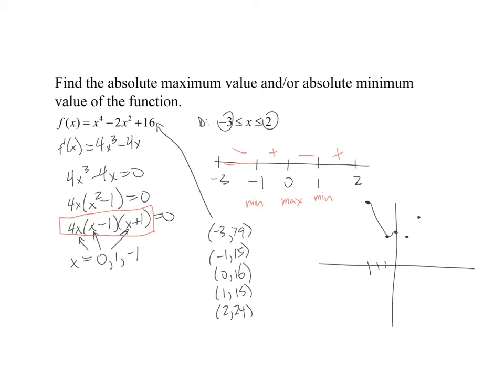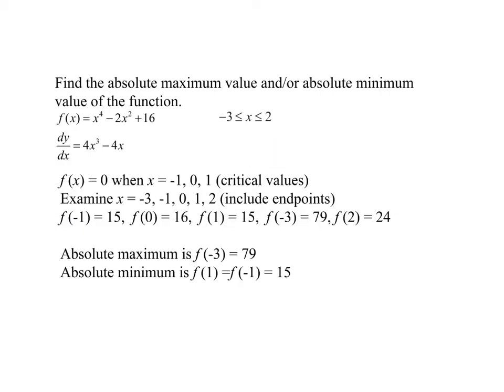So just from those max and mins, we should be able to get an idea what our graph would look like. So you can see that we have an absolute max at -3, 79, and our absolute minimum is either of the two smaller ones. Okay, so there's the answers of the previous question. Looks like we did everything right, so let's move on.